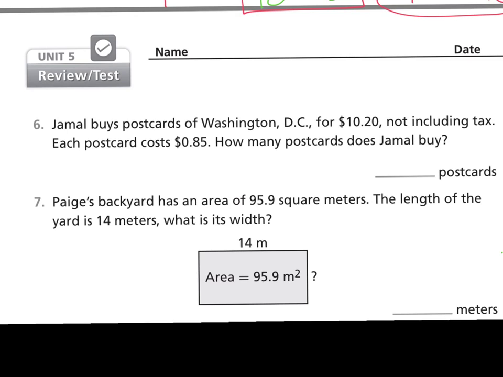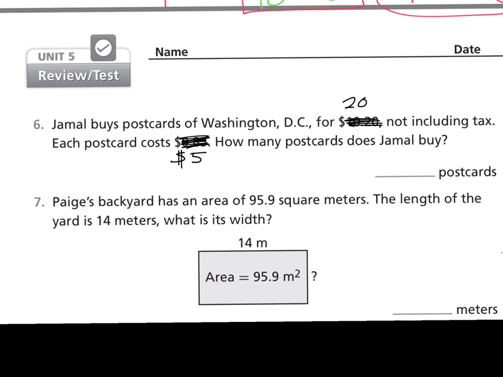Your first job is to figure out whether you're multiplying or dividing. One way to try to figure that out is to make the problem a little simpler. Get rid of the decimals and make it some nice and round number. Let's say Jamal buys postcards of Washington, D.C. for $20, and that each postcard costs $5. Now how many postcards could he buy?